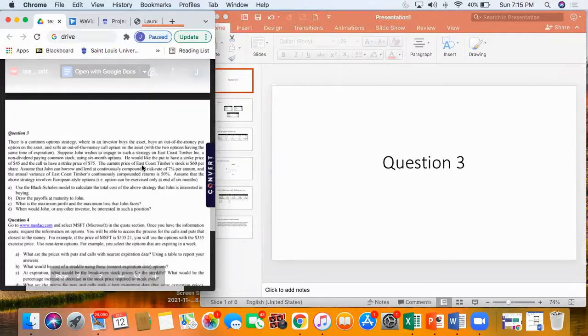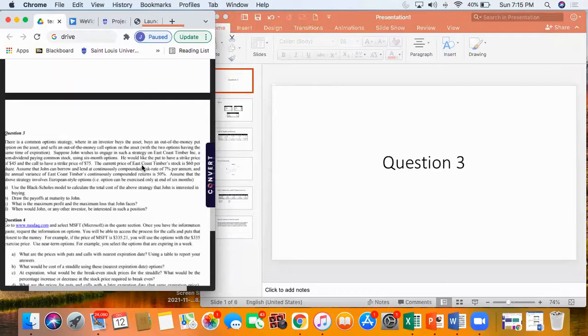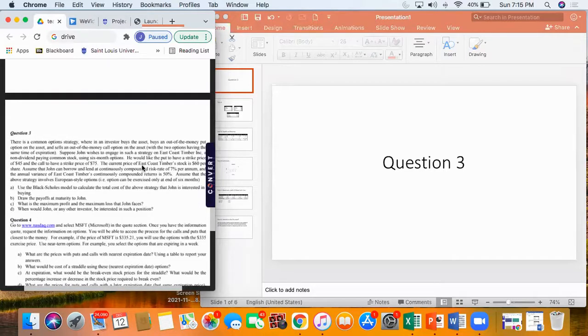Question number 3. There's a common option strategy where an investor buys the asset, buys an out-of-the-money put option on the asset, and sells an out-of-the-money call option on the asset.